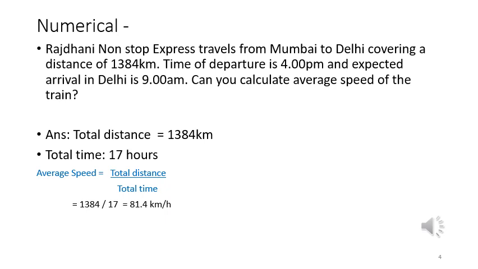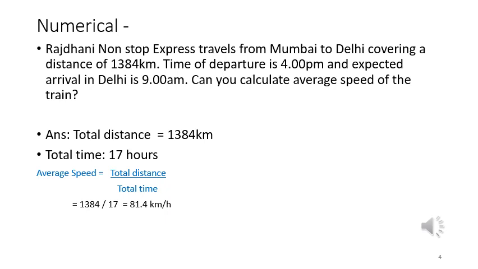Let us try to solve one numerical to find out average speed. Rajdhani non-stop express travels from Mumbai to Delhi covering a distance of 1384 kilometers. Time of departure is 4 p.m. and expected arrival in Delhi is 9 a.m. Can you calculate the average speed of the train?